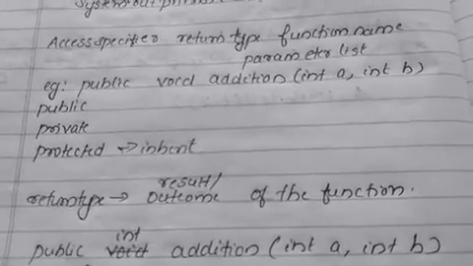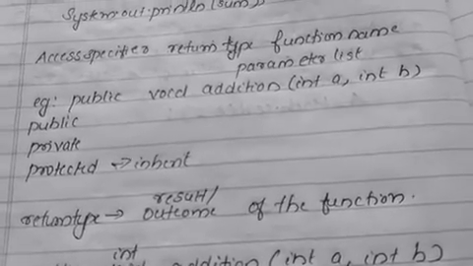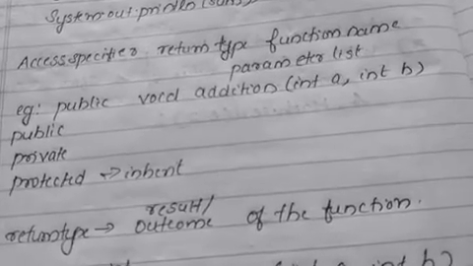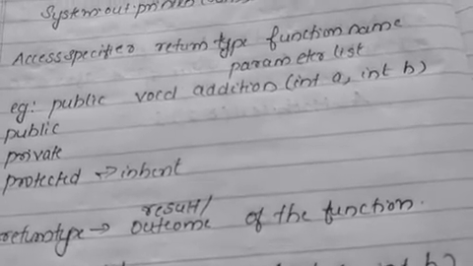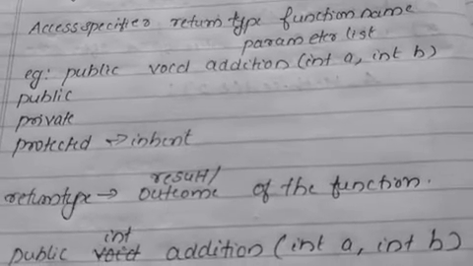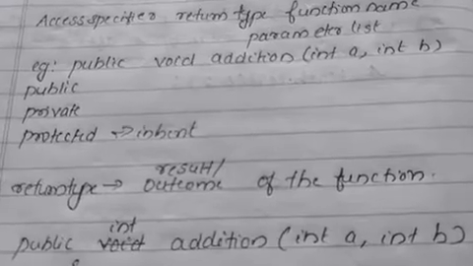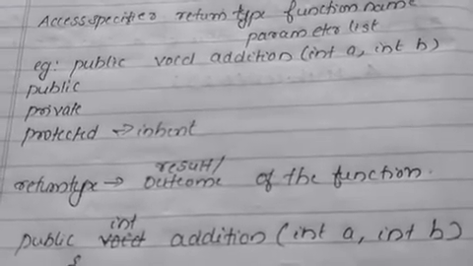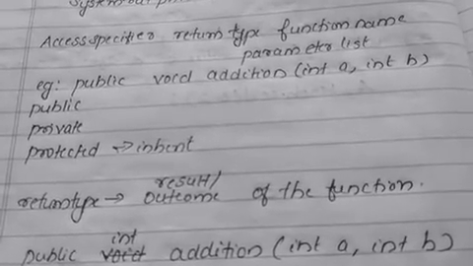Usually functions are of four types: function with argument and a return type, function with argument and no return type, function without argument and with return type, function without argument and no return type. Here this function is a function with argument and no return type. Why are we saying no return type? Because here you can see that the return type is void. So we can say function with argument and no return type.